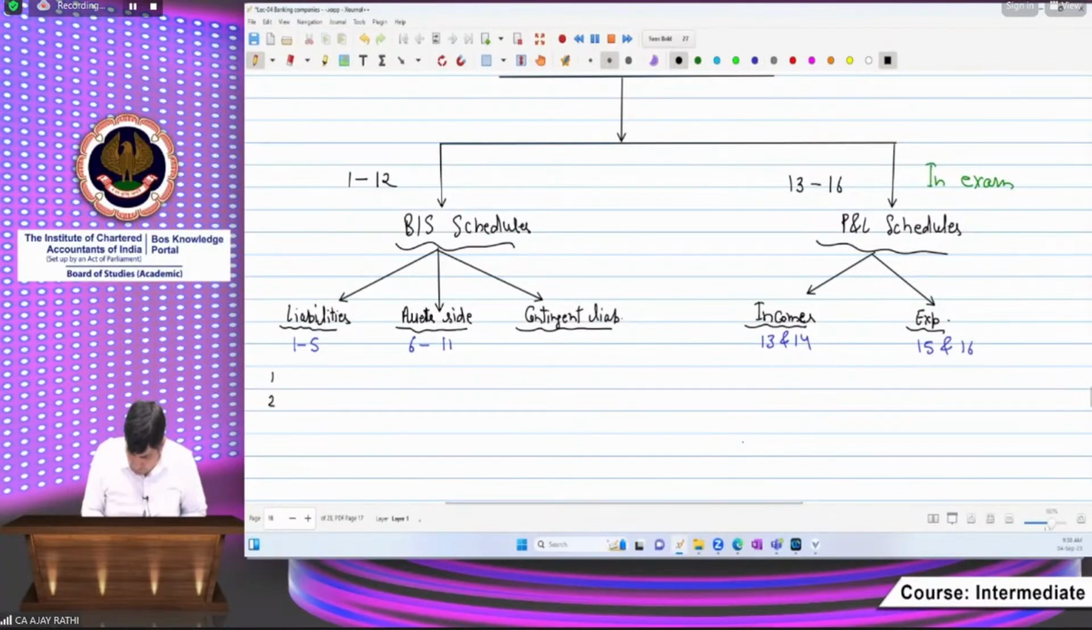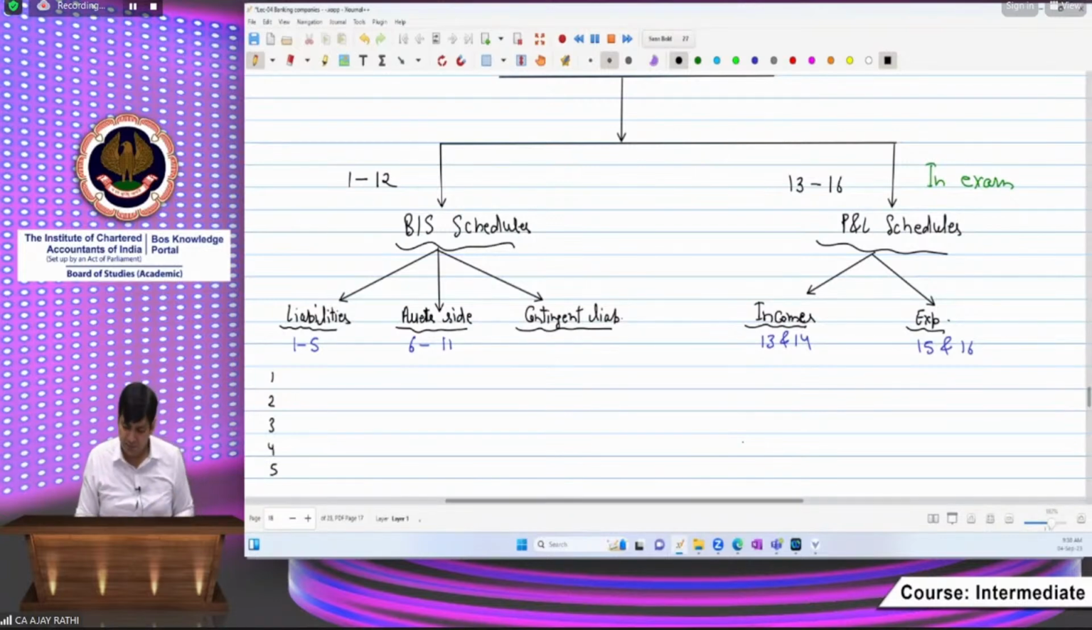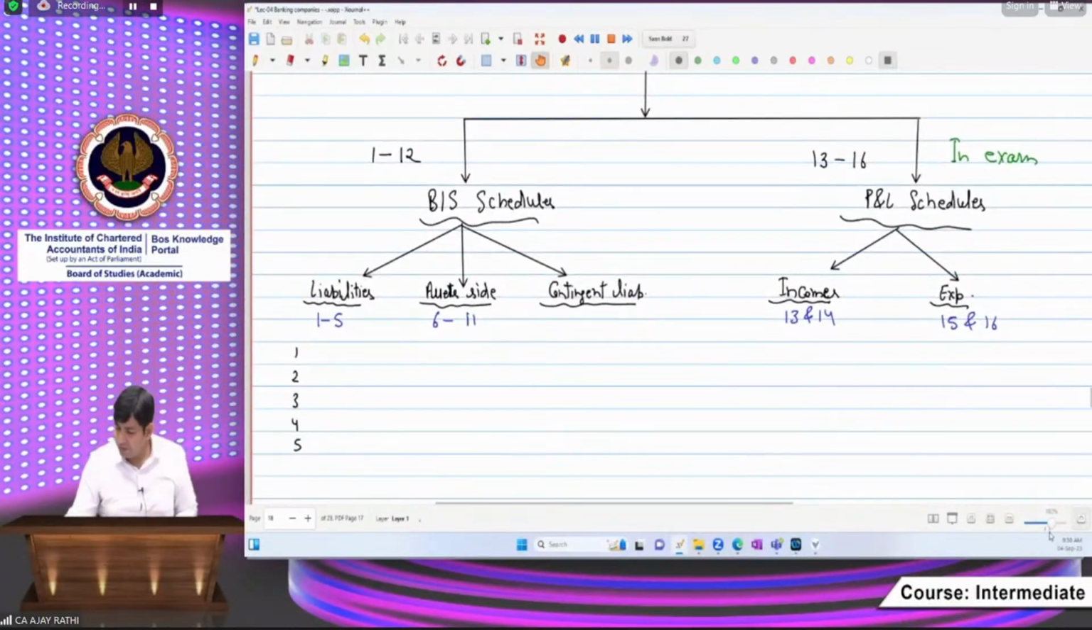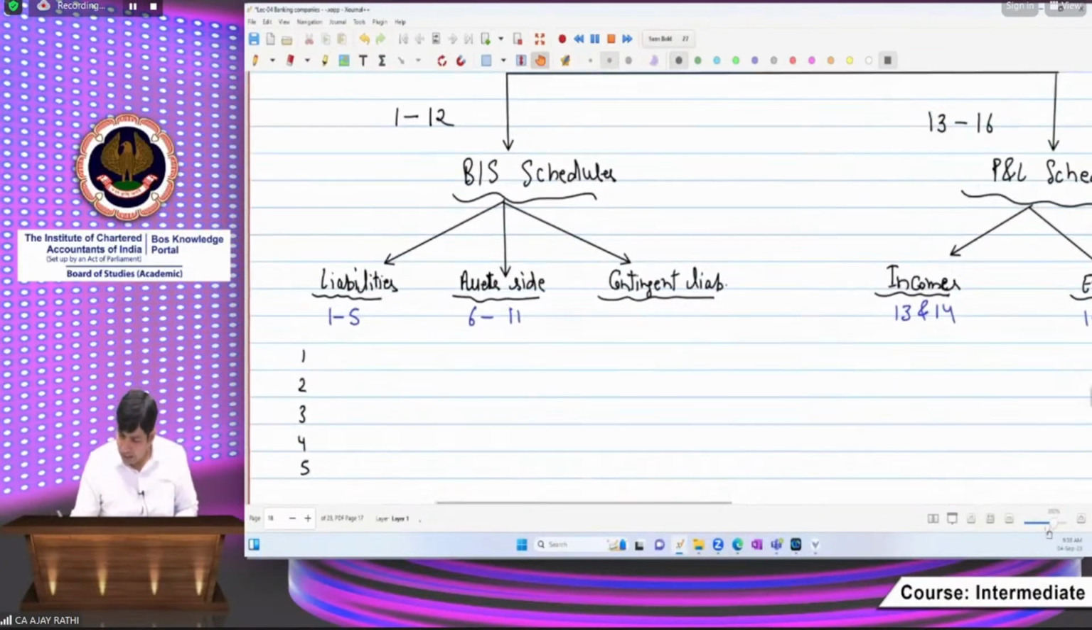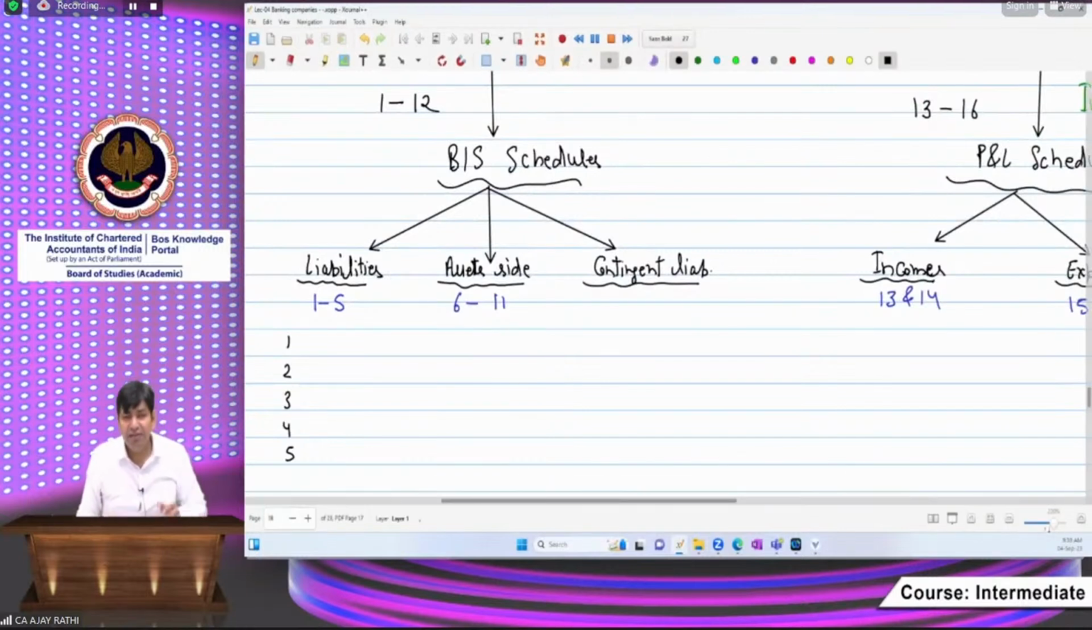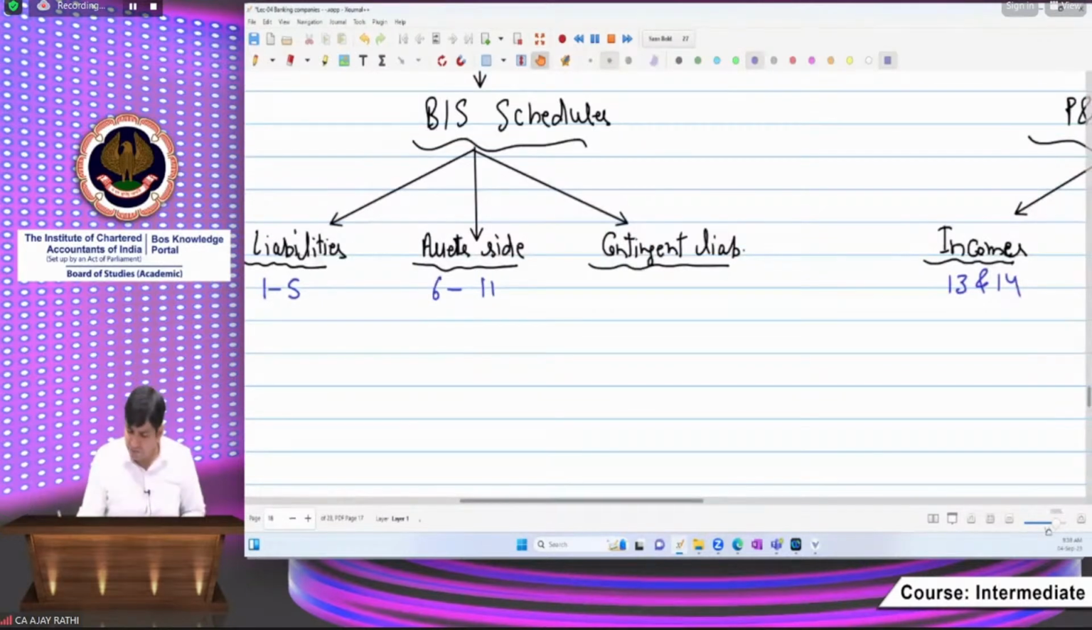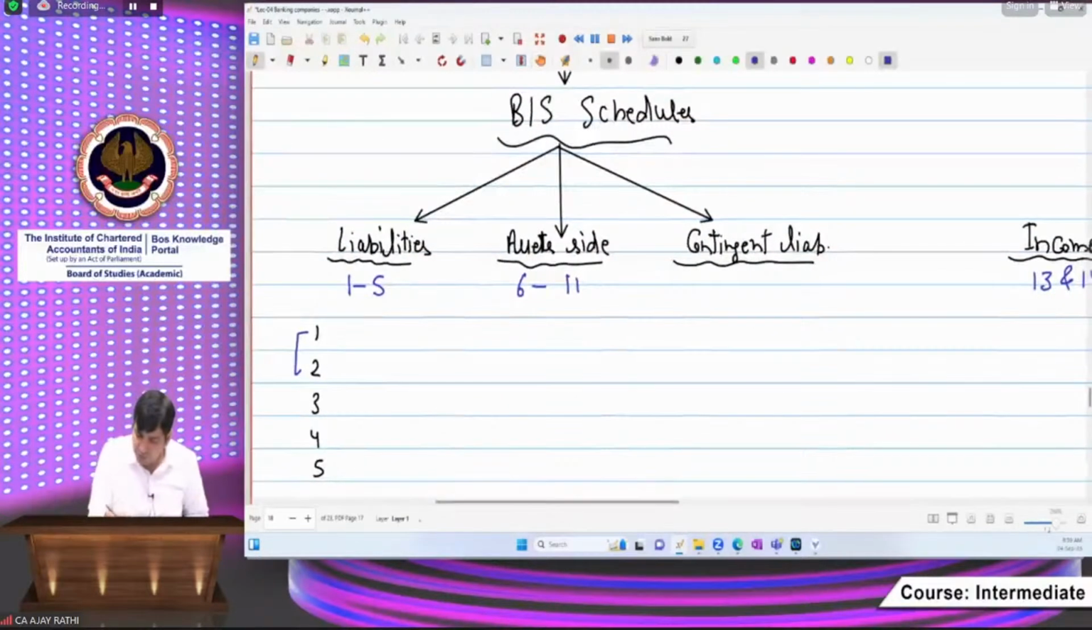1, 2, 3, 4, 5. How easy it is. Sir, how can you say that? Beta, see, you will be remembering with me. 1 to 5. Sir, can we learn this? Yes, in 2 minutes you will be able to learn. See, the starting 2 points are for owners. In the balance sheet, you usually find the owners in 2 heads. You already know, these are the owners.